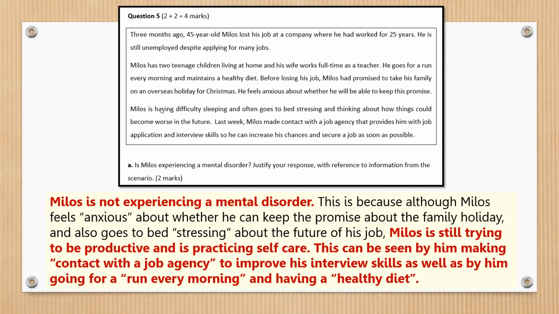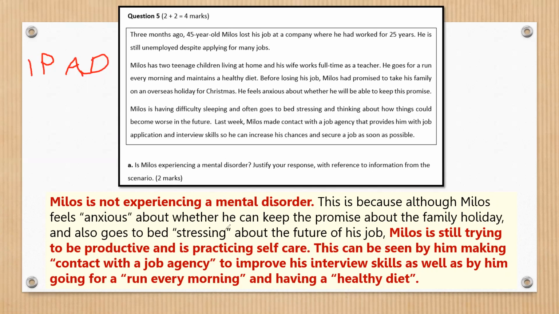Remember when we talked about someone experiencing a mental disorder, we used that memory tip. We talked about some level of impairment, some level of personal distress, some atypical thoughts, feelings, or behaviors, and dysfunction, not being able to function normally. There are many reasons why Milos doesn't have a mental disorder, but one of the reasons is that he's trying to be productive.